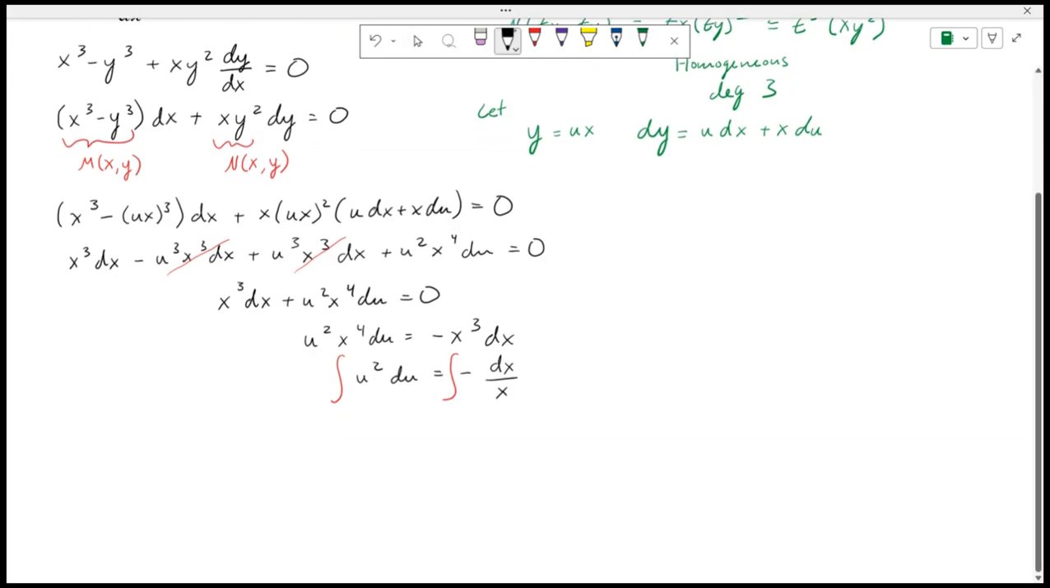So u squared is going to be 1/3 u cubed. And I'll throw the constant of integration on the right side for both integrals. And then I get negative the natural log of the absolute value of x plus c1 on the right side.